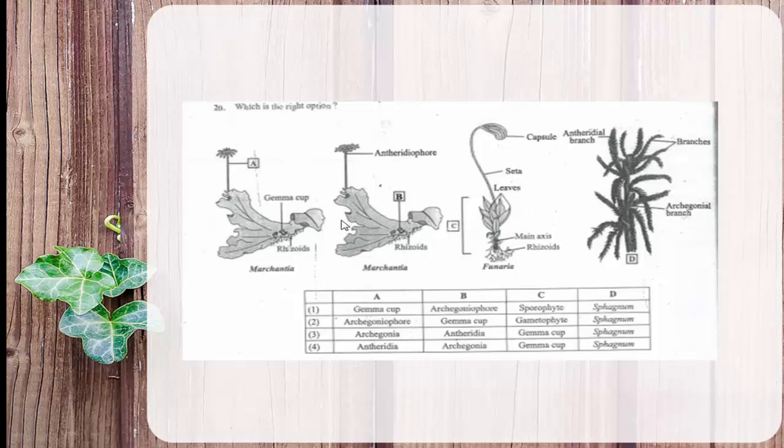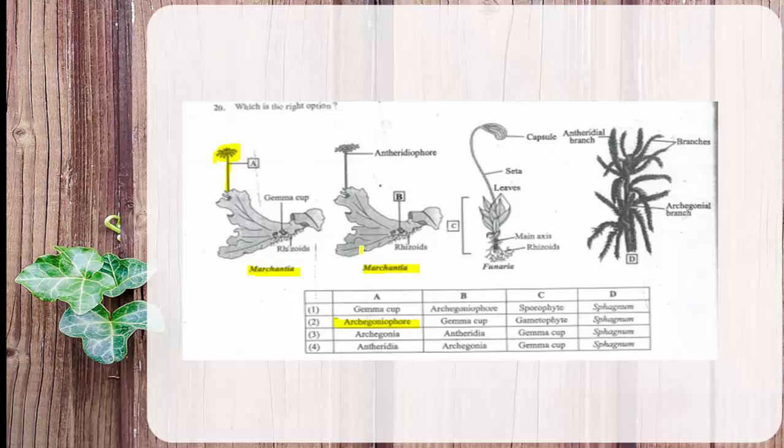Here ABCD letters are given, and with respect to ABCD the parts are mentioned in the column. We need to identify what is A, what is B, what is C, and what is D. Okay, the A represents archegoniophore. It is the archegonium flower-like structure, and the stalk which is attached to the archegonium is nothing but the archegoniophore. And these two images are of Marchantia. Marchantia is a bryophyte which belongs to liverworts.